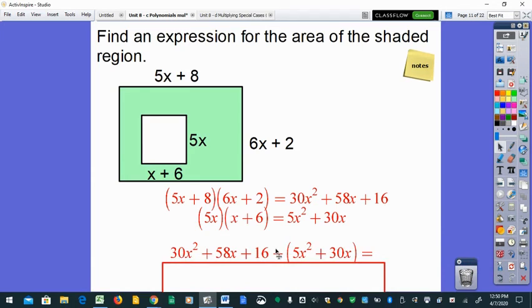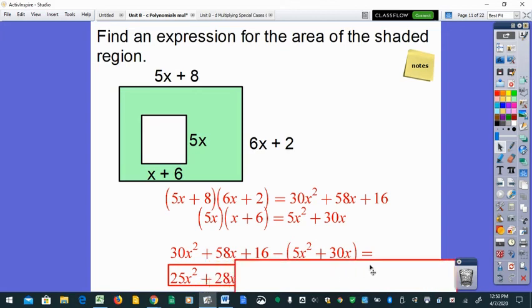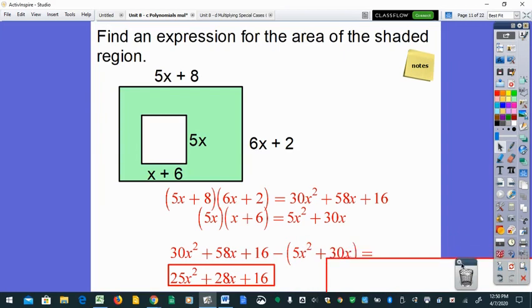And remember that when we subtract, we're going to subtract the 5x squared, but we're also going to subtract the 30x. So 30x squared minus 5x squared will give us a lead term of 25x squared. 58x minus 30x will give us 28x, and then the 16 is just the 16. And our result is also a quadratic trinomial. Make sure you have it in standard form. And that's pretty much it.